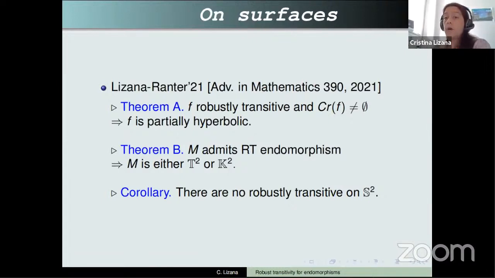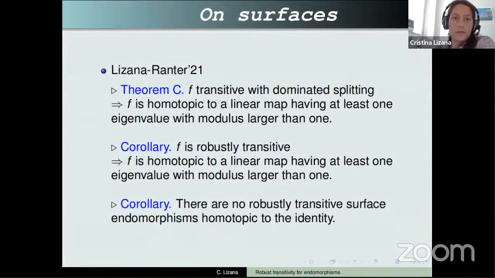Okay, so in this work, we prove with Wagner that the only surfaces that admit this kind of maps are the two torus and the Klein bottle, as I was mentioning in the example. And this implies immediately that we don't have any robustly transitive map on the two sphere. So that answers a question that we were mentioning before. Also we prove with Wagner that if you have a transitive endomorphism with dominated splitting, it has to be homotopic to a linear map having at least one eigenvalue with modulus larger than 1. So this is going to imply that there are no robustly transitive surface endomorphisms homotopic to the identity. So at least one of the eigenvalues has to be larger than 1.